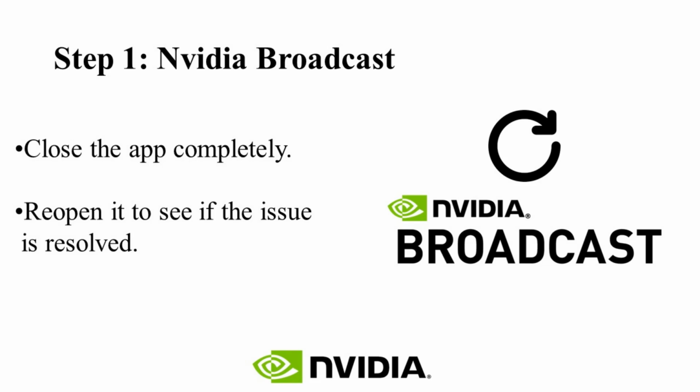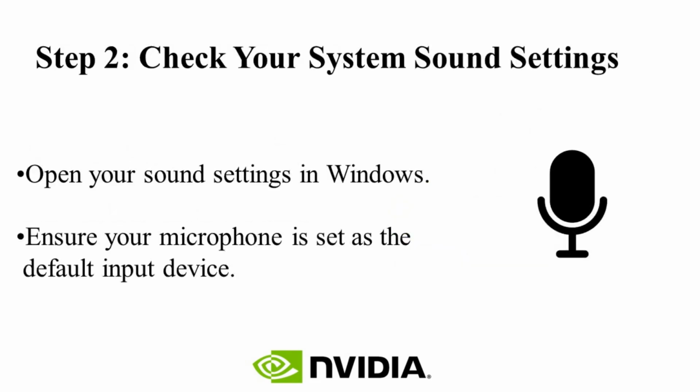If that doesn't work, the issue might be related to your system's sound settings. Check your microphone settings to ensure it's enabled and set as the default input device. Select the right microphone from the list in your system's sound settings under the input options.